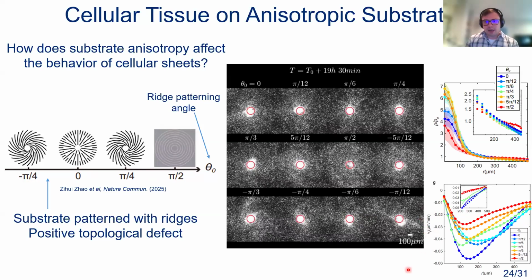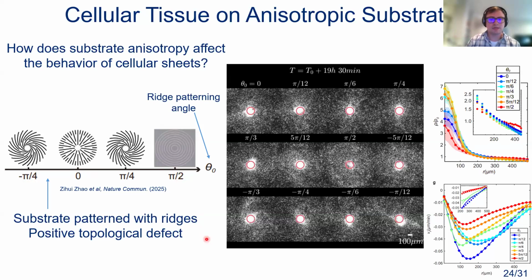This is the average radial velocity of the cells as a function of distance as well. If you want to describe cells as active nematics, at least using the model that I showed in the first part of the talk, you would predict that theta naught equals 0 and pi/2 would give you opposite behavior. You would not see the same qualitative behavior for both. So you have two options. One is to modify your active nematic theory, or the other is to try to model this as some other type of system. That's what motivated us to study this model.